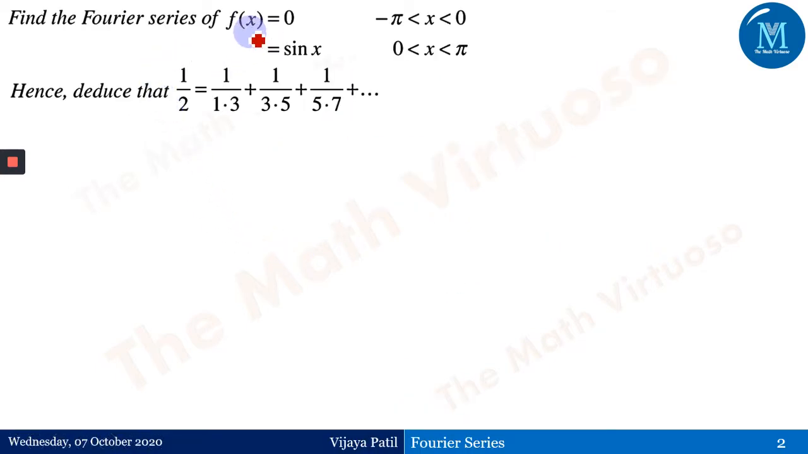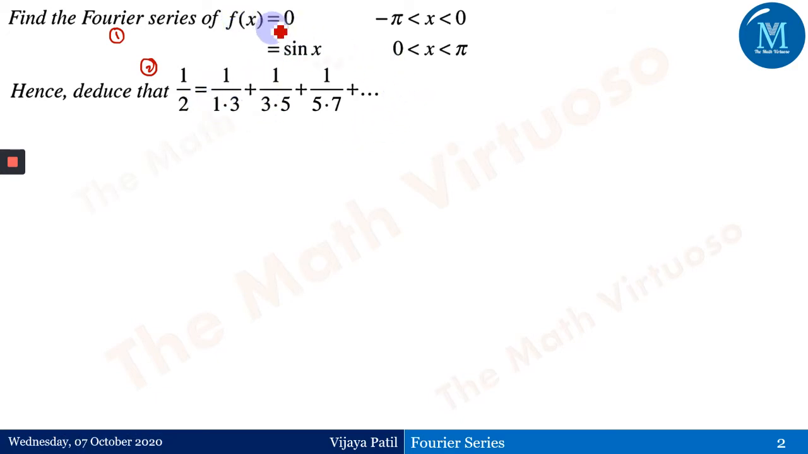Find the Fourier series of the function f of x, which is 0 in the interval minus π to 0 and sine of x in 0 to π, and deduce. So this is the first part of my question and this is the second part of my question. I'm dividing this question into two parts. That means I need to address first the Fourier series, so I need to find out the Fourier series of this particular function. And the second part is, using the Fourier series of that function, I need to deduce this particular series.